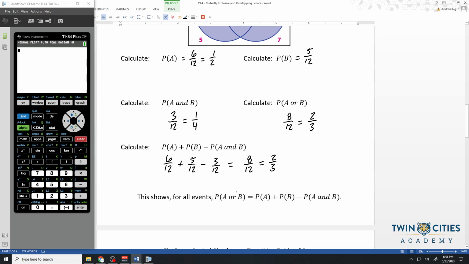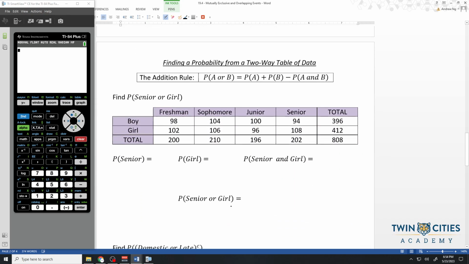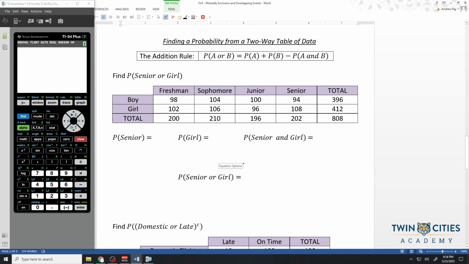So we're going to use this. The probability of A or B is equal to the probability of A plus the probability of B minus the probability of their intersection, A and B. This is actually called the addition rule. And we can also use this with data, with tables. Let's take a look here.